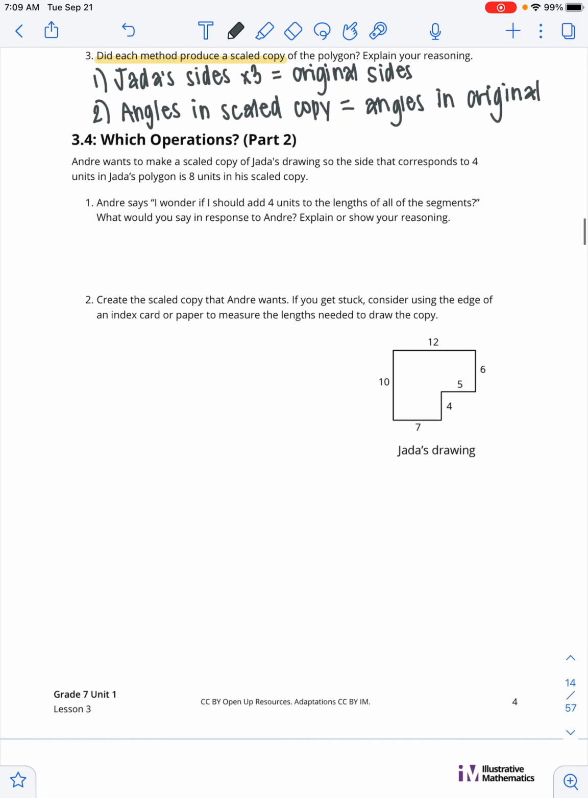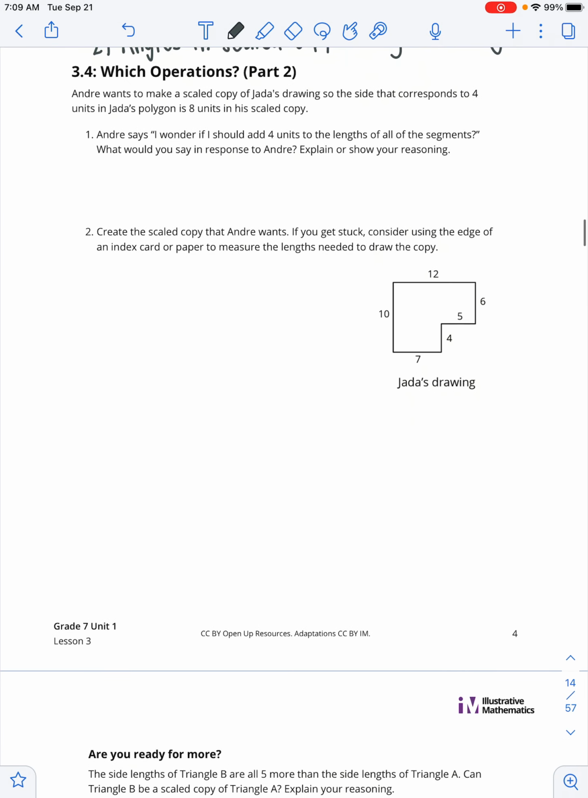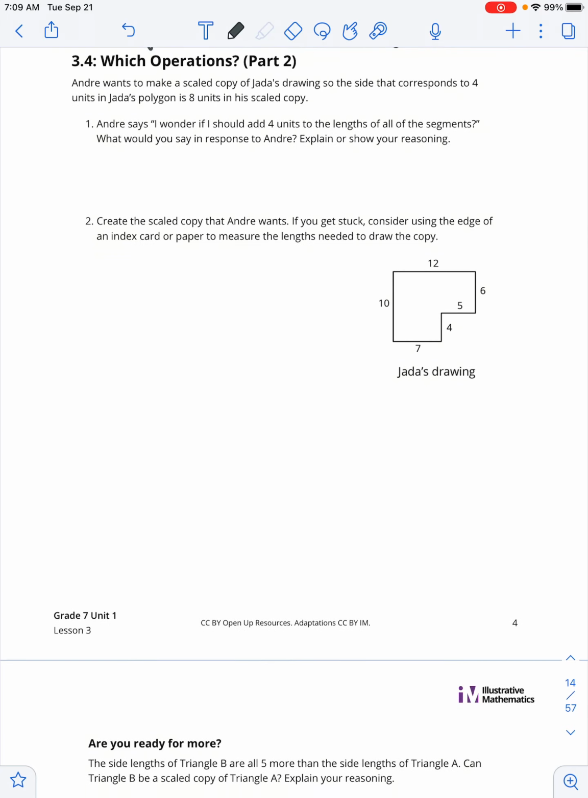Activity 3.4 is very similar to activity 3.3. Andre wants to make a scaled copy of Jada's drawing so that the side that corresponds to 4 units in Jada's polygon is 8 units in his scaled copy. So we can see that we have a side of 4 in Jada's drawing. Andre says, I wonder if I should add 4 units to the lengths of all the segments. What would you say in response to Andre? Explain or show your reasoning.